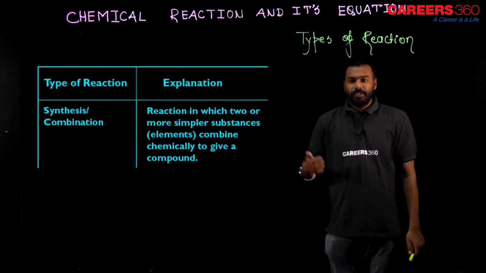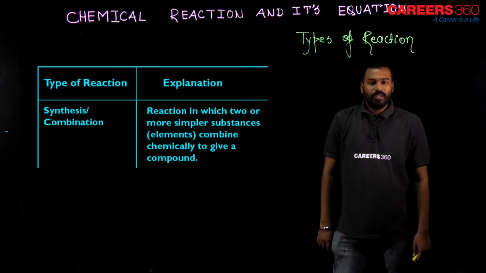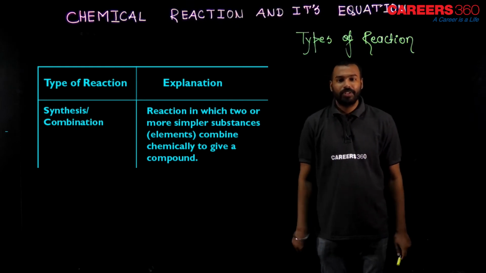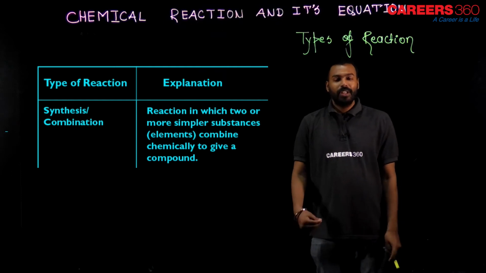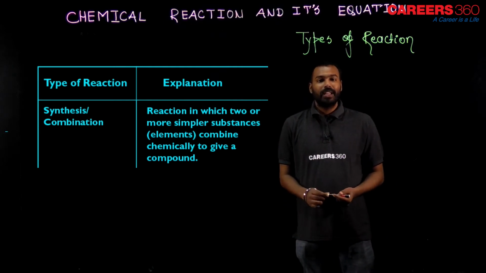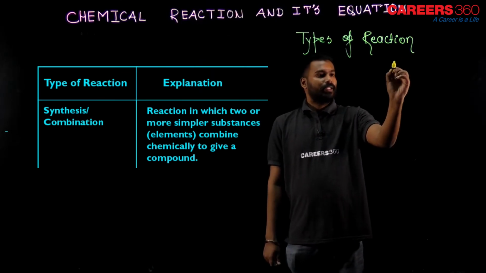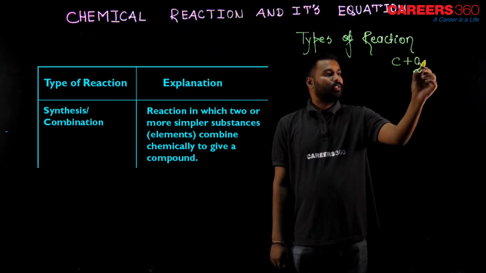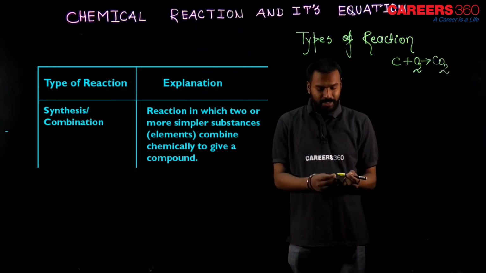See, the first type of reaction is synthesis reaction, which is also known as combination reaction. What is combination reaction? Combination reaction is that type of reaction in which 2 or more than 2 elements combine. Example, suppose C plus O2, it will convert into CO2. You know these things very well.